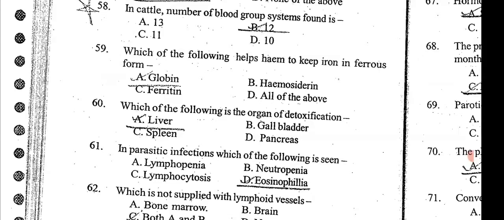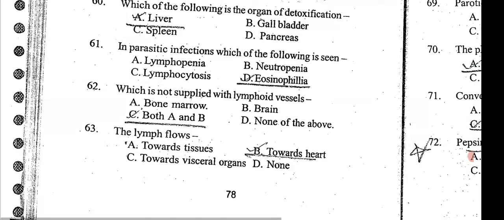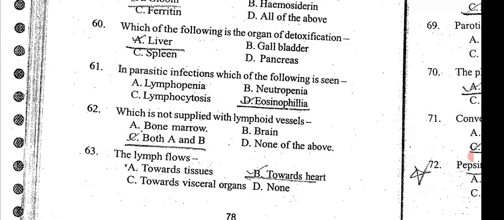Which of the following is the organ of detoxification? Liver is the organ of detoxification. Eosinophilia is observed in parasitic infections, and bone marrow and brain are not supplied with lymphoid vessels. Bone marrow and brain do not have lymphoid vessels.